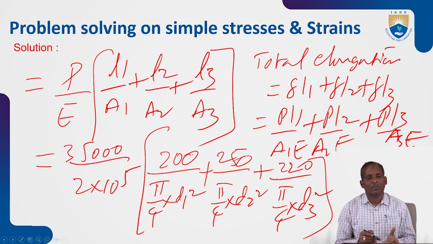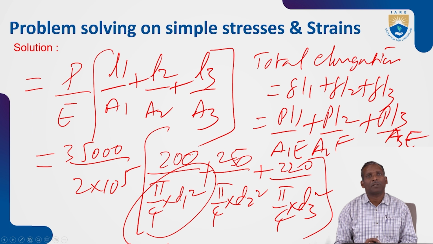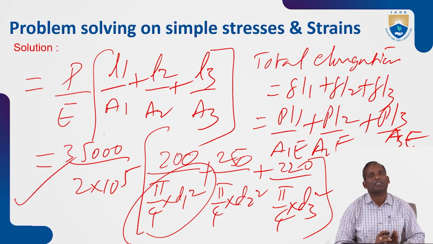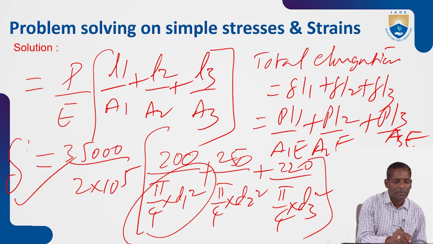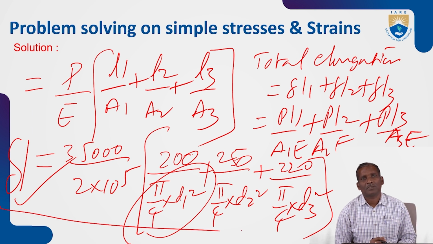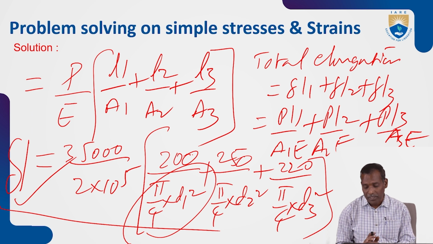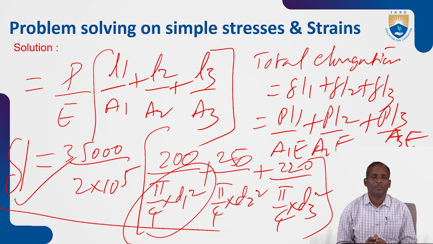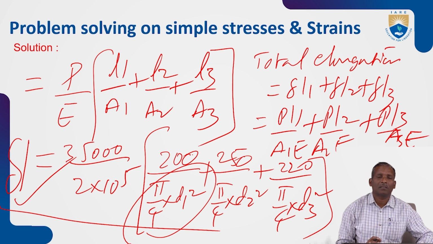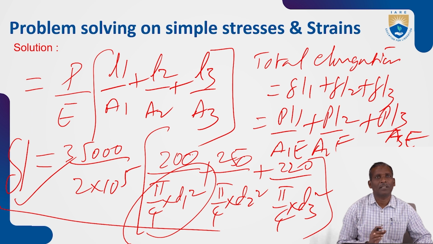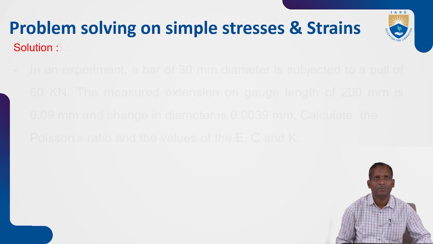Now you already know the area calculated in the first slide, first problem: 5/4 D1 square and 5/4 into D2 square. Those values substitute here, and you will get the total elongation of the bar, delta L. Like this, you need to calculate this type of problems. Whenever the bar is not uniform, it means a variable section, so separately calculate and finally add all these elongations, and you will get the total elongation.